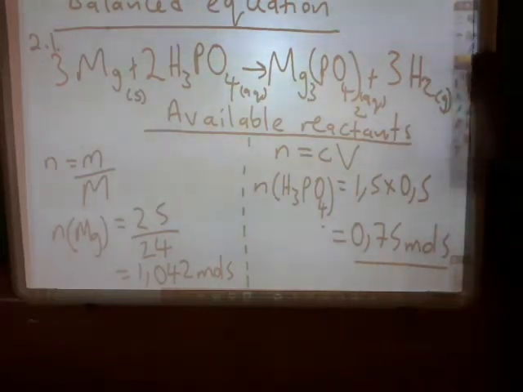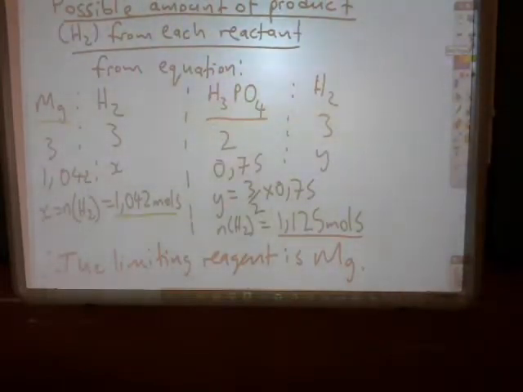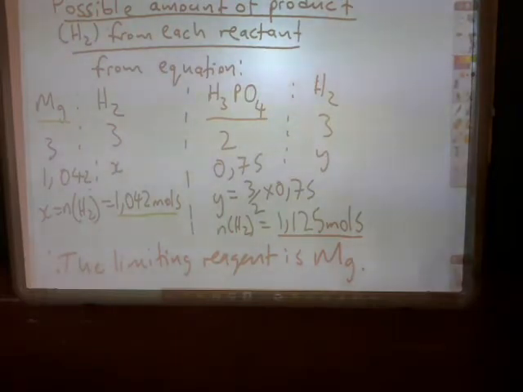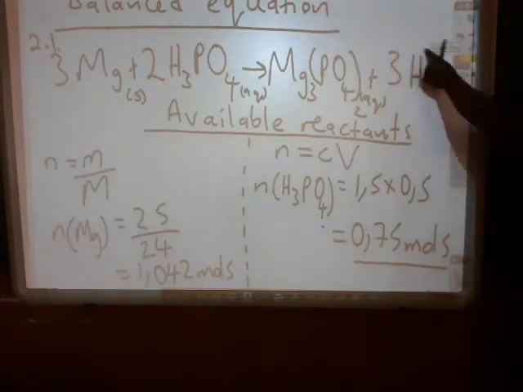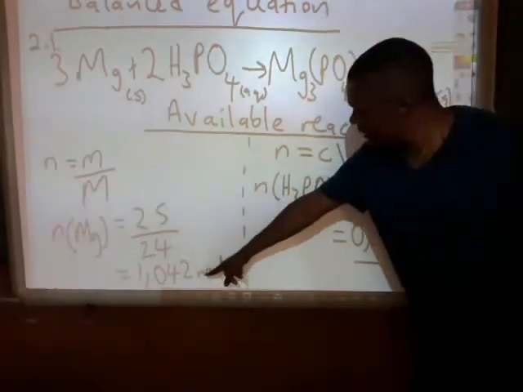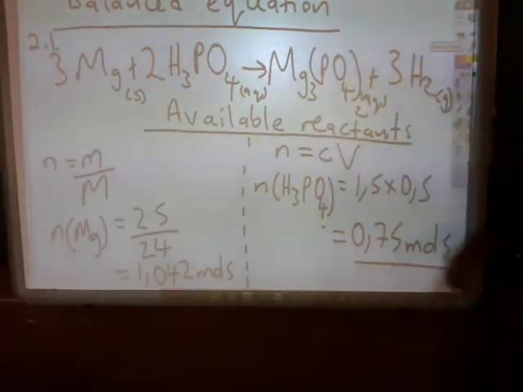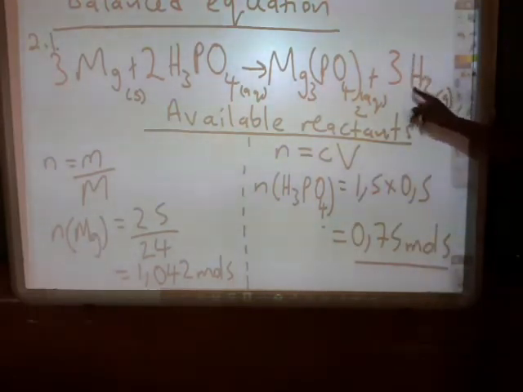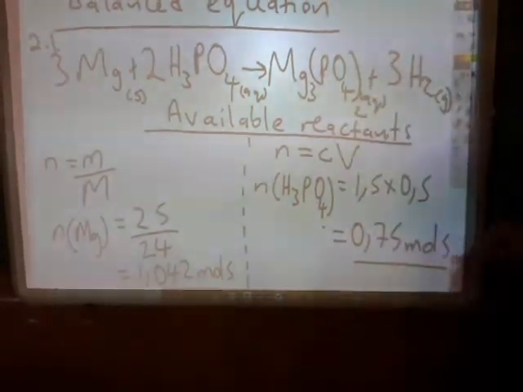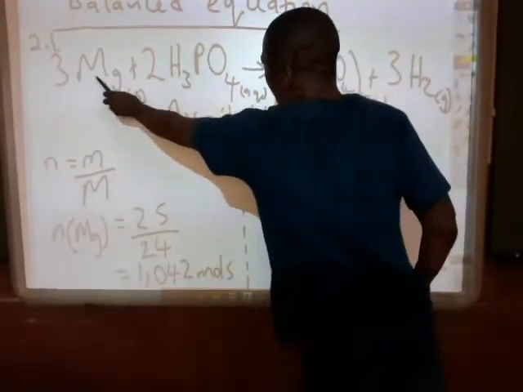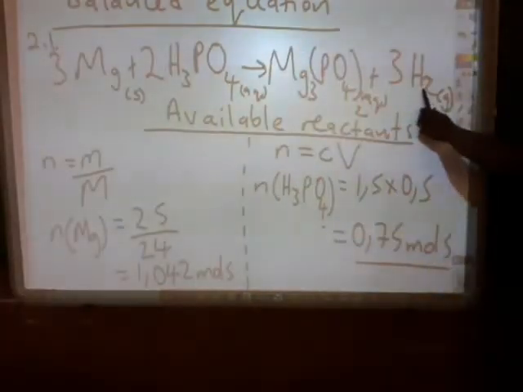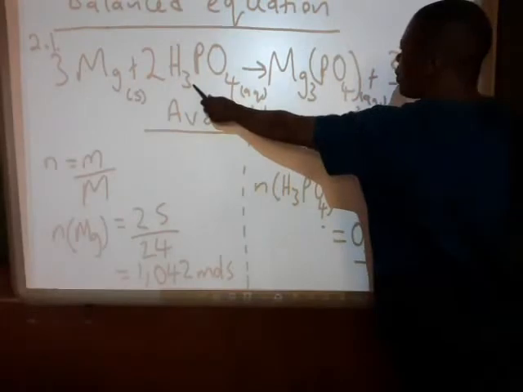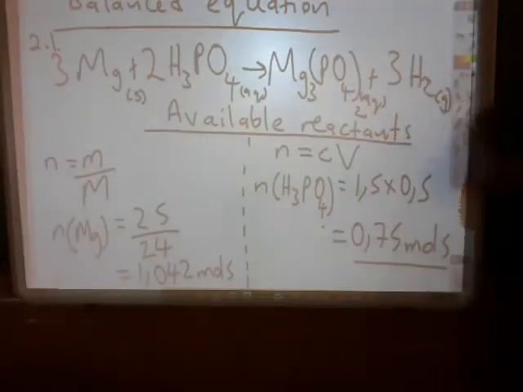The next thing that you need to do now is to see how much of the product you are going to form from each of the reagents that you have. I'm going to choose hydrogen. If I was to use all the magnesium, how much hydrogen would I form? Or if I was to use all the phosphoric acid, how much hydrogen would I form? I'm going to refer to the balanced equation. Obviously, you know that for every 3 moles of magnesium, you form 3 moles of hydrogen, and for every 2 moles of phosphoric acid, you form 3 moles of hydrogen.